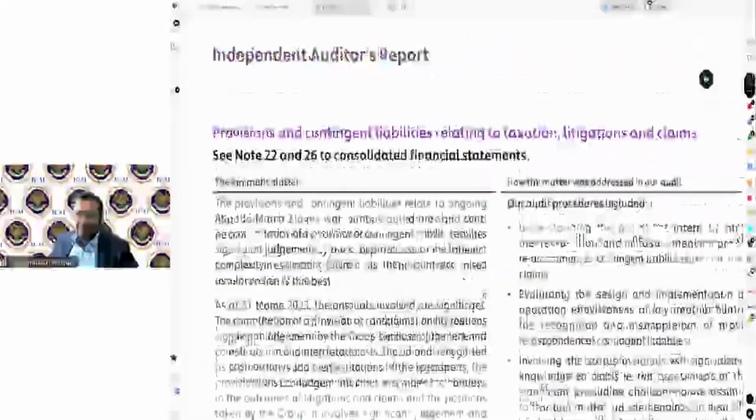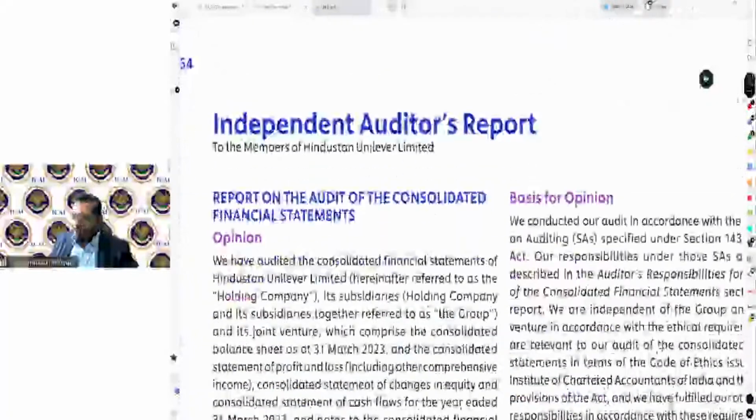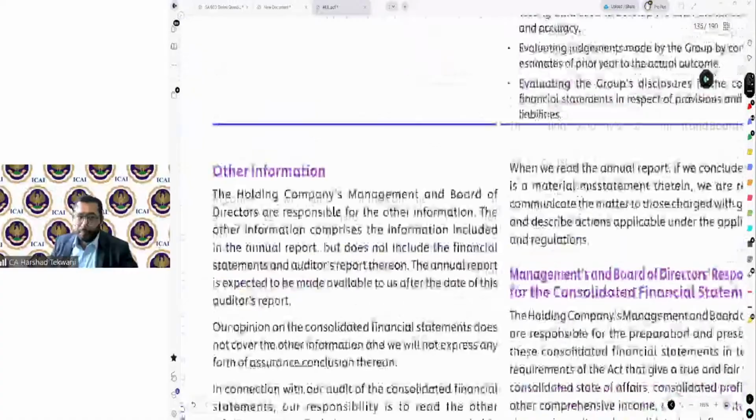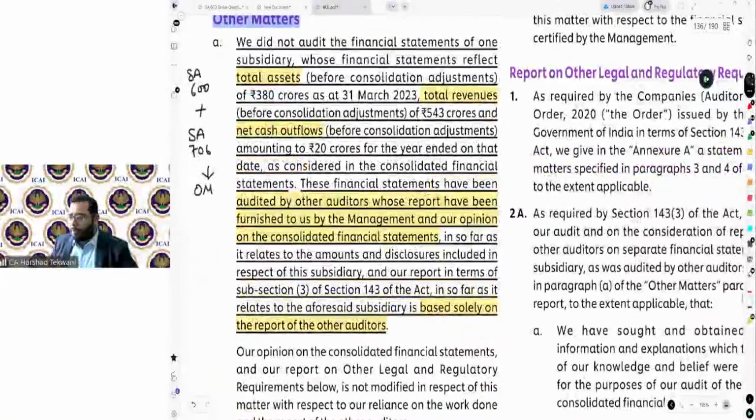And this is part of my independent auditor's report on the consolidated financial statement. Because in the standalone financial statement, there will be no numbers for the subsidiaries. So this is for the audit report of the consolidated financial statement, not the individual or standalone financial statement. There you are required to report this matter.